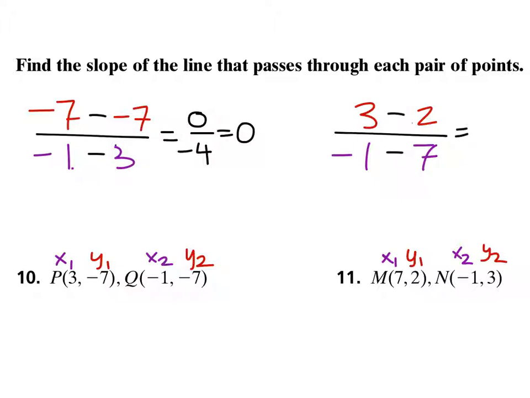Evaluating this, 3 minus 2 is 1, negative 1 minus 7 is negative 8. This cannot be simplified, so that would be the slope for number 11 between the 2 points, (7, 2) and (negative 1, 3).